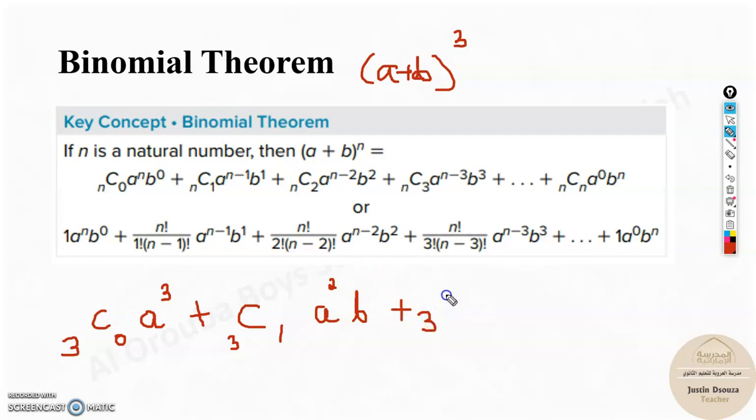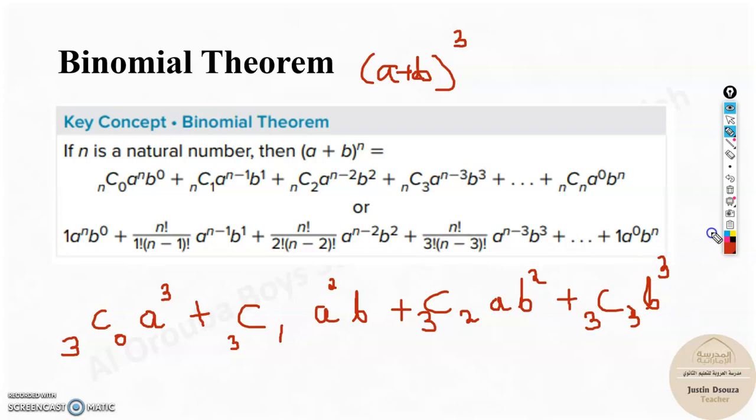Plus 3C2, and see, it increases until the maximum. Now we got 3C2, a to the power 1, so I will not write anything, and b to the power 2. And the last one, 3C3, over here we will have a to the power 0, so I don't write it, b to the power 3. So this is the answer.